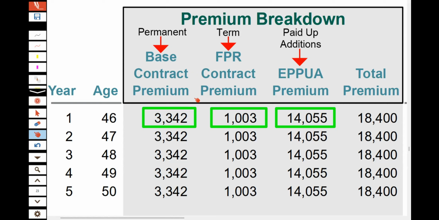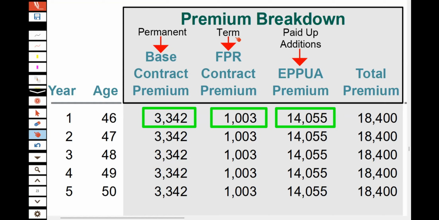Now, the FPR contract premium, which I put up here, is essentially term insurance. What we're doing here is we are blending whole life and term into one product. Okay, so it is a whole life insurance policy. However, a lot of the death benefit is coming from the term rider.